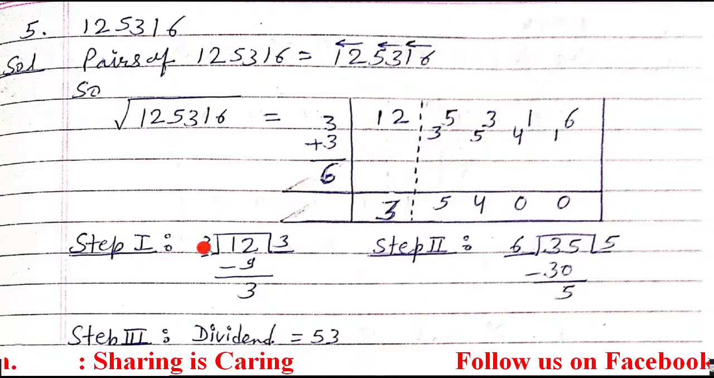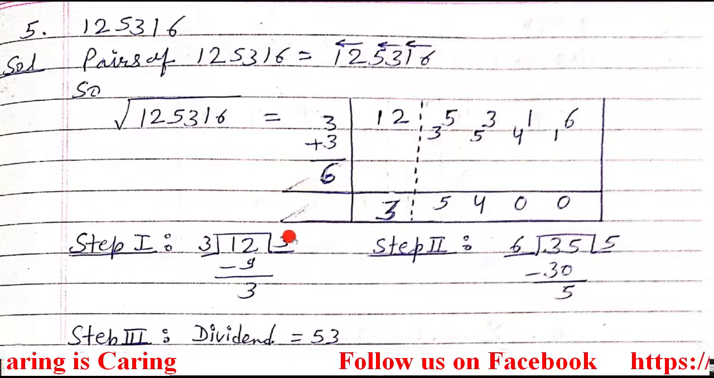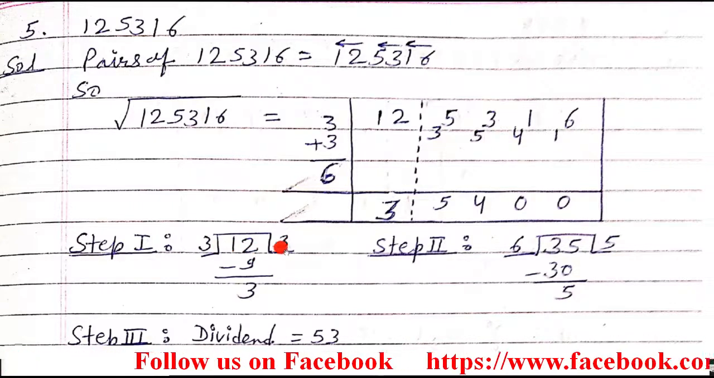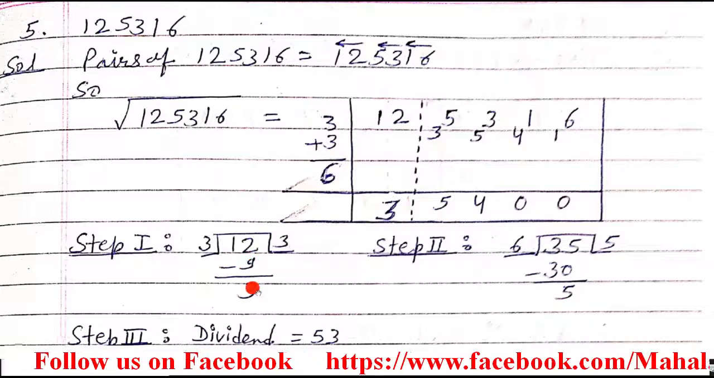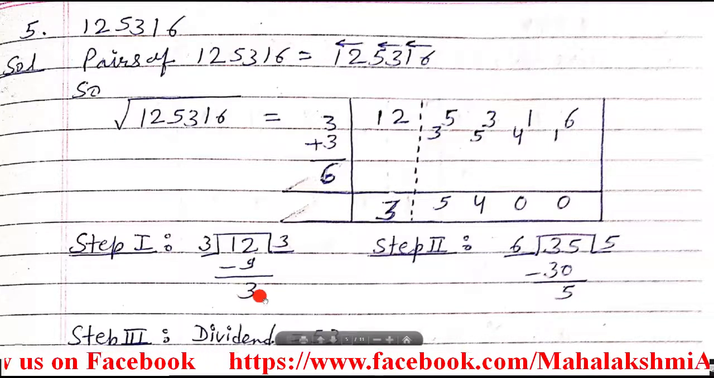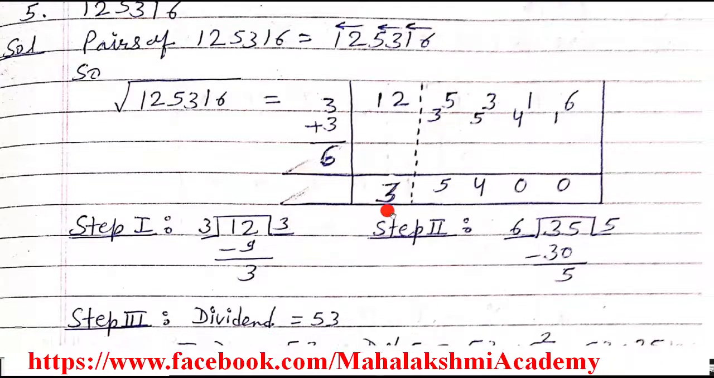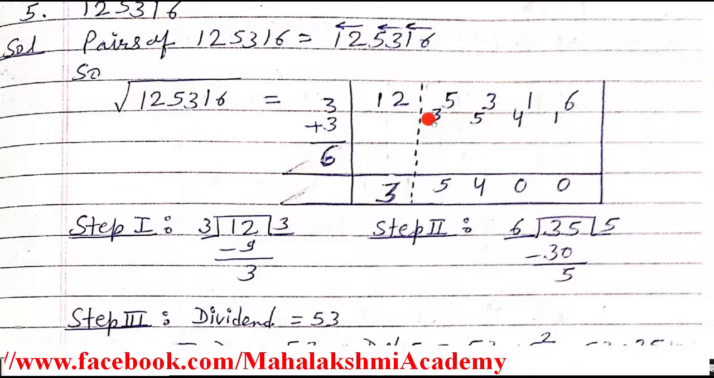So 12 is divided by 3, and here you always have to take 3 3s are 9. It means what you have to take here, same you have to take here. So 3 multiplied by 3 is 9. So 12 minus 9 is 3. So first step is completed here. Quotient is, we already wrote here, that is 3, and remainder also 3 we wrote here.